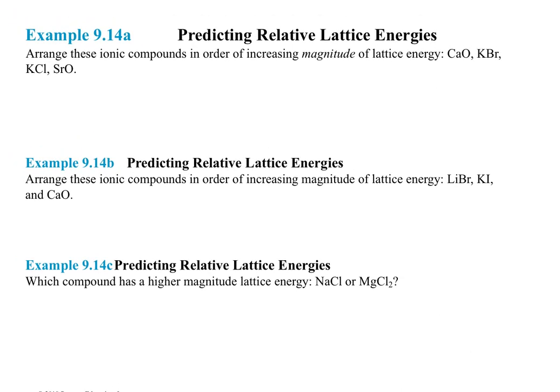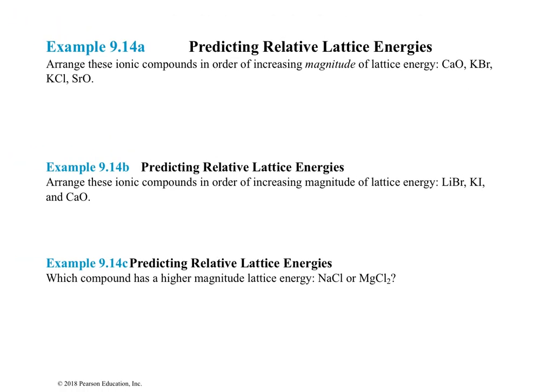So let's arrange these in order of increasing magnitude of lattice energy. I have calcium oxide, so that's +2, -2. Potassium bromide, +1, -1. Potassium chloride, +1, -1. And strontium oxide, +2, -2. So based off that, we're going to have the +1, -1, potassium bromide and potassium chloride here. Those will be similar, so we'll compare those, since they're both +1, -1. Now calcium oxide and strontium oxide will be over here with the +2, -2.